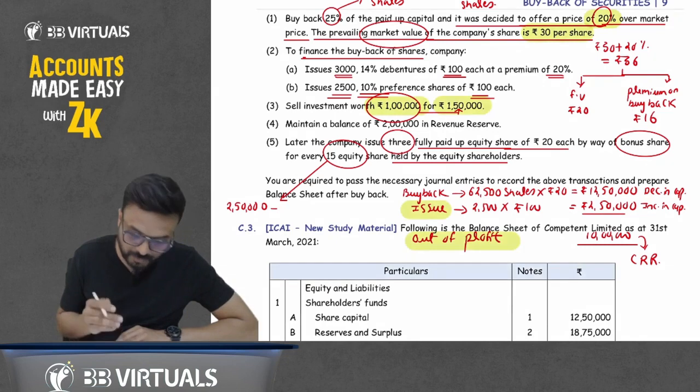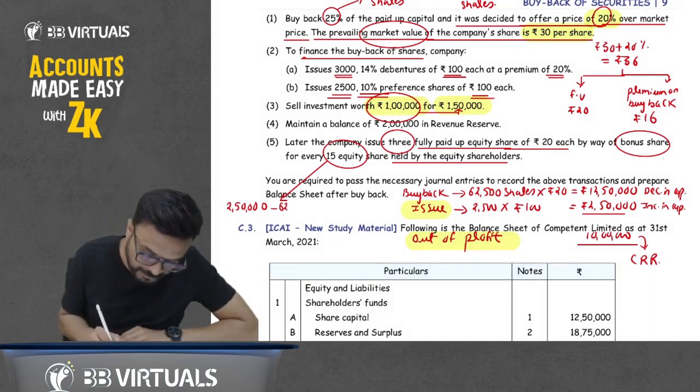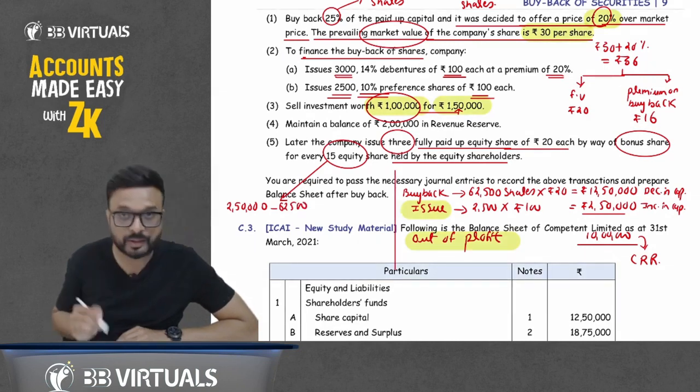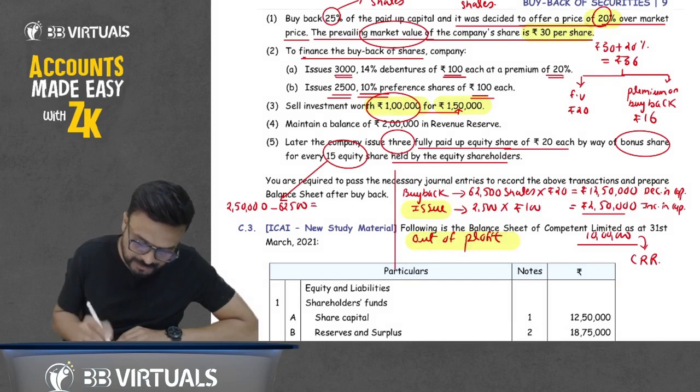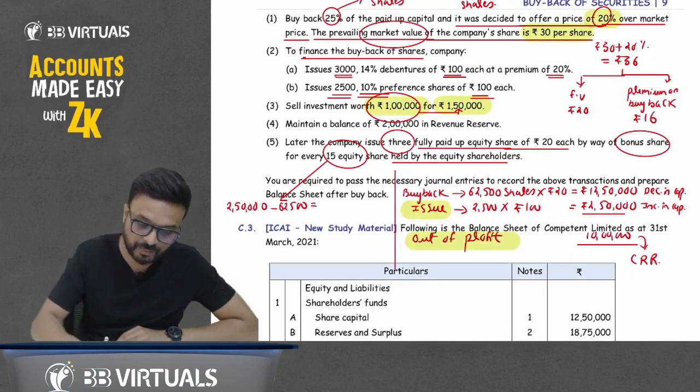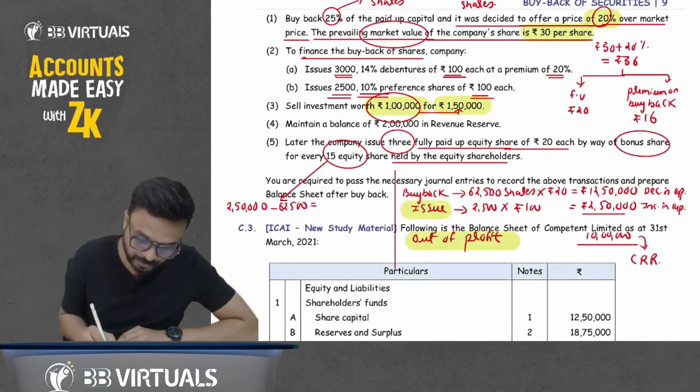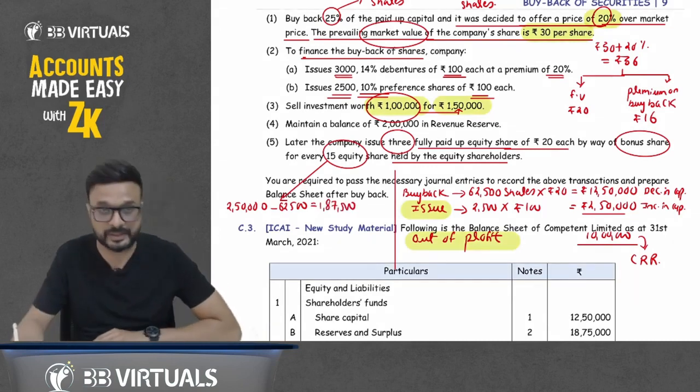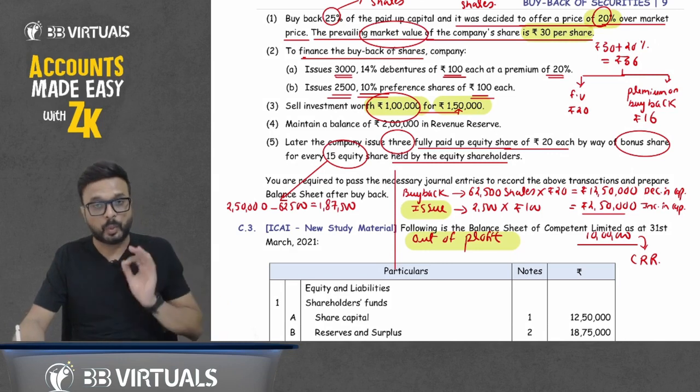Out of 2,50,000, they have done the buyback of 62,500 shares. How many shares do they have now after buyback? 2,50,000 minus 62,500. They have 1,87,500 shares.